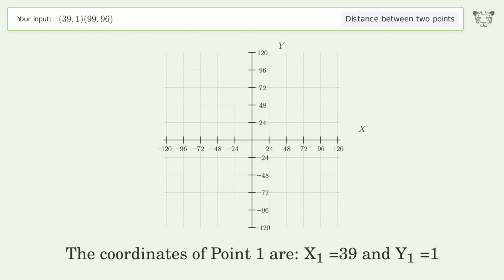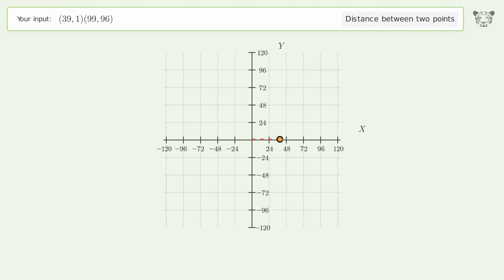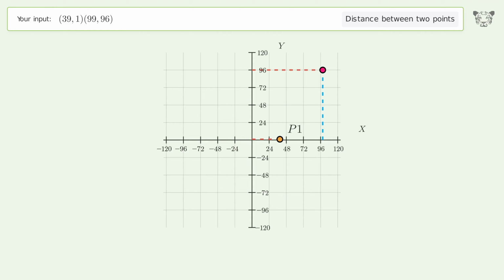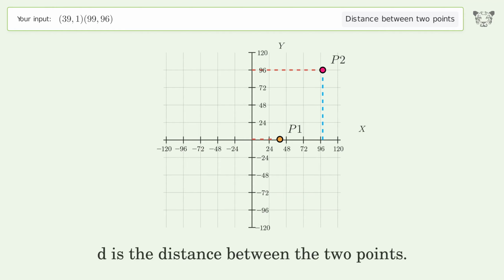The coordinates of point 1 are, x1 equals 39 and y1 equals 1. The coordinates of point 2 are, x2 equals 99 and y2 equals 96. D is the distance between the 2 points.